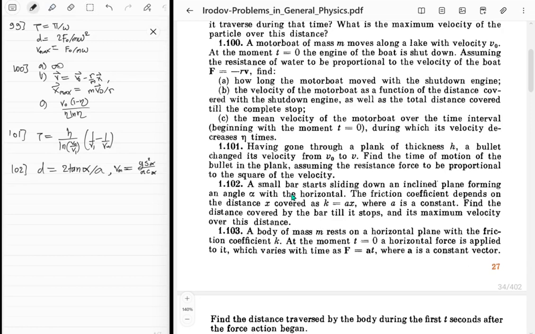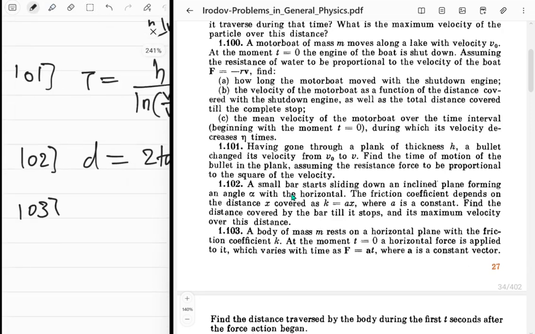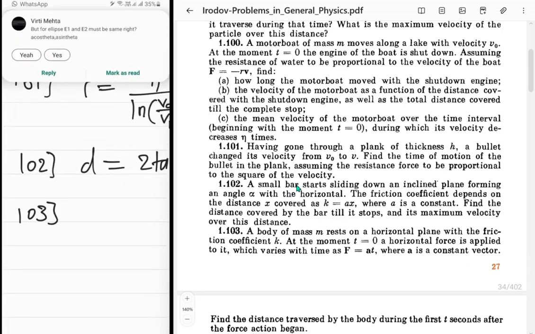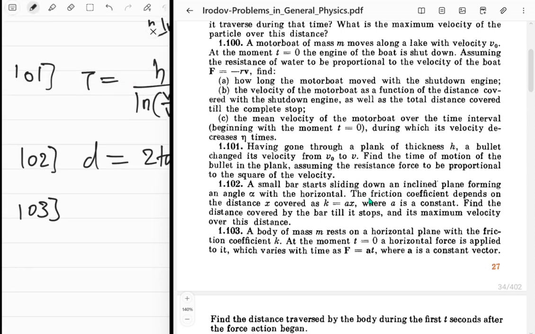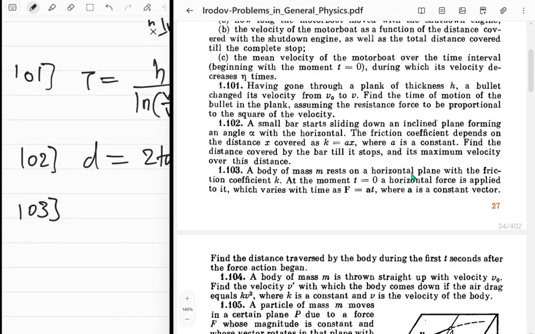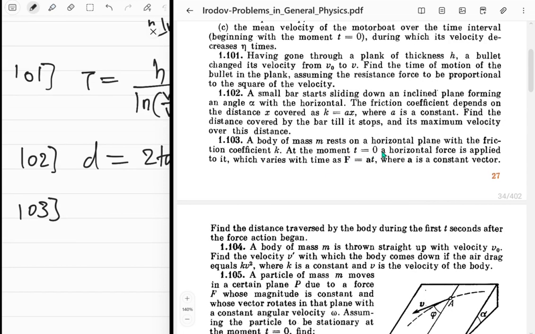This was very easy. A body of mass m rests on a horizontal plane with friction coefficient k. At the moment t equal to 0, a horizontal force is applied to it, which varies with time as this, where a is a constant. Oh, so it's just, fine. I understand this.